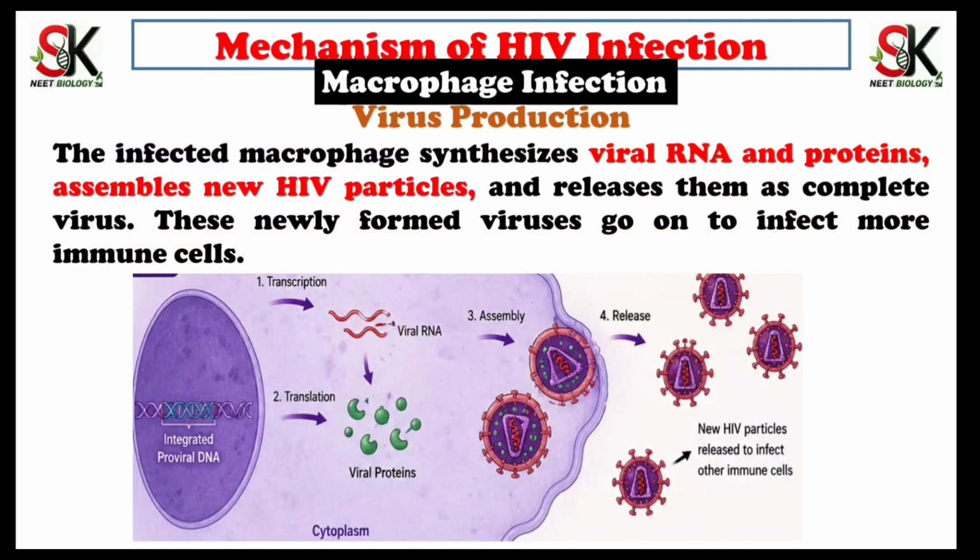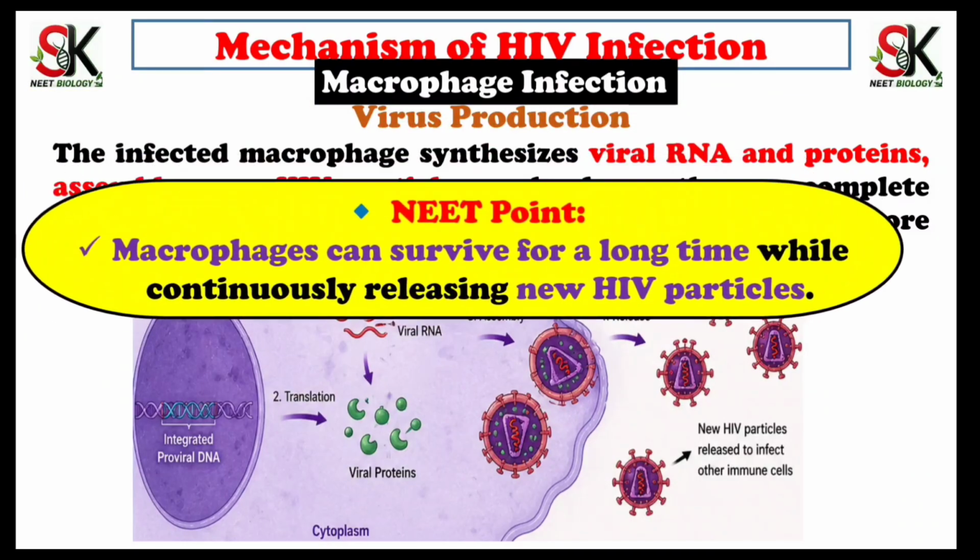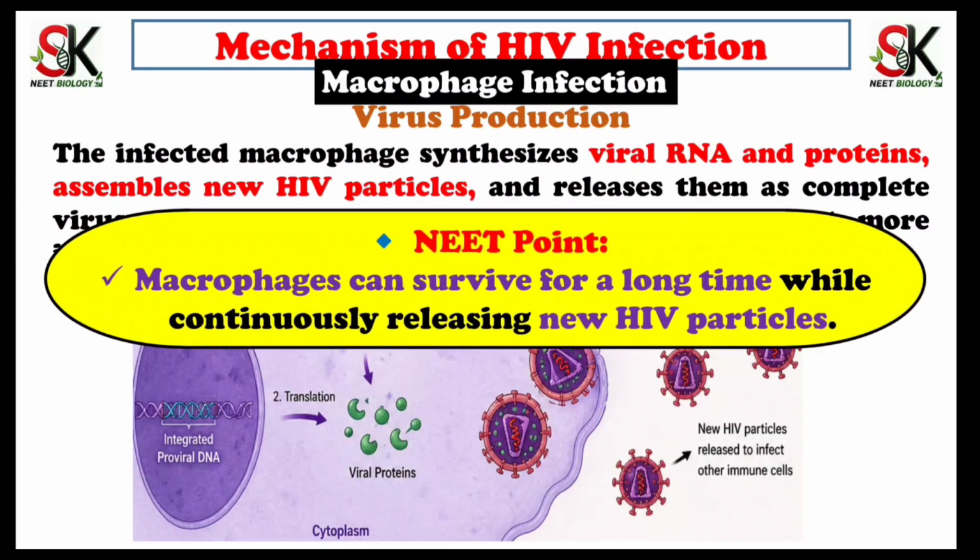Next and most important step in macrophages is virus production. The infected macrophages synthesize viral RNA and proteins, assemble new HIV particles and release them. These newly formed viruses go on to infect more immune cells. Neat point, macrophages can survive for a long time while continuously releasing new HIV particles, and because of this nature, macrophages are called the factory of HIV virus.